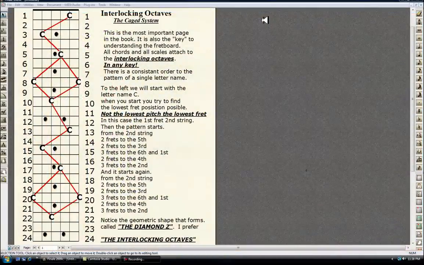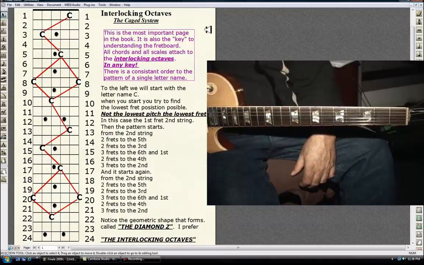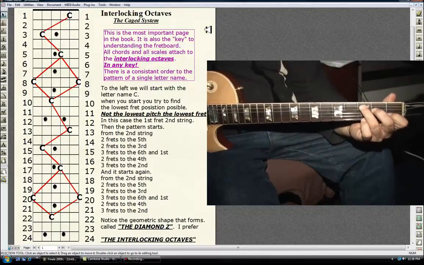The book you're using is called Interlock, and at some point in my life I realized that there was a roadmap, and it is called the Interlocking Octaves, or the cage system. I'll explain the word caged shortly. This is the most important page in the book. It's also the key to understanding the fretboard. All chords and all scales attach to the interlocking octaves in any key. There is a consistent order to the pattern of a single letter name.